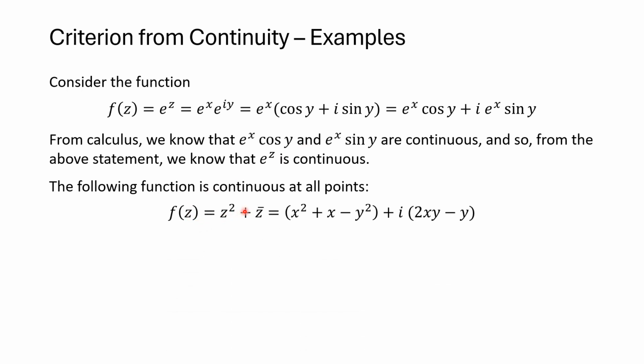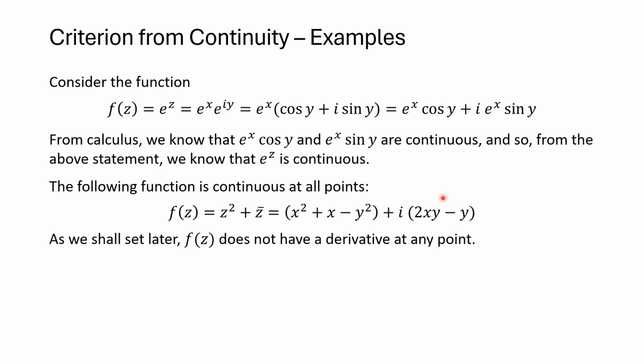Here's a second example. f of z equals z squared plus the conjugate of z. We expand that out and we get these two functions here. This one is continuous from calculus, and this imaginary part is also continuous. The interesting thing here, which we can't prove right now, we'll get to later when we define derivatives, is that even though this function is continuous everywhere, the derivative does not exist at any point at all.